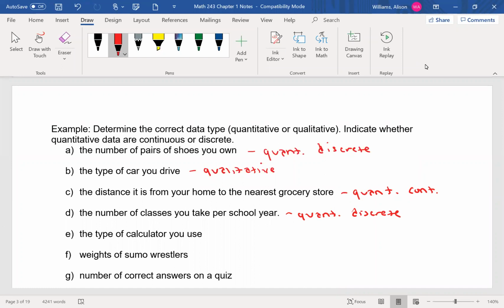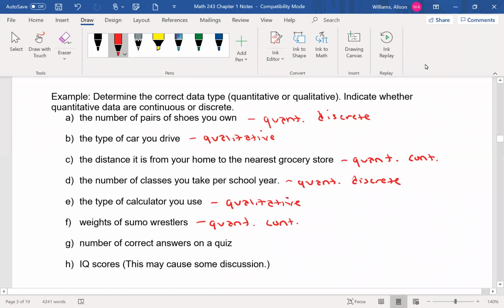Type of calculator you use, that would be qualitative because now they're talking about graphing calculators, scientific calculators, basic calculators. I just realized I spelled that wrong. Let me fix that. Qualitative. There we go. Weights of sumo wrestlers. Okay, we've talked about weights. Weights can have decimals, so that's quantitative and continuous.